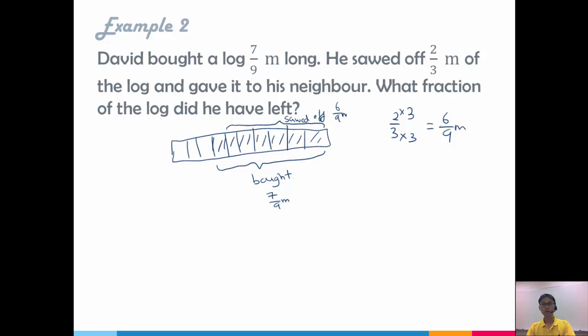6/9 meter, and this is what he has left. So very clearly you can see that he has 1/9 left. So let's work it out to see whether we are correct. So 7/9 meter minus 2/3 meter. I can't subtract like that, so I need to change. This times 3 becomes 6/9 meter, and that will give me 7 minus 6 gives me 1. My 9 remains the same because it's always 9 equal parts. So my answer is 1/9 of a meter.